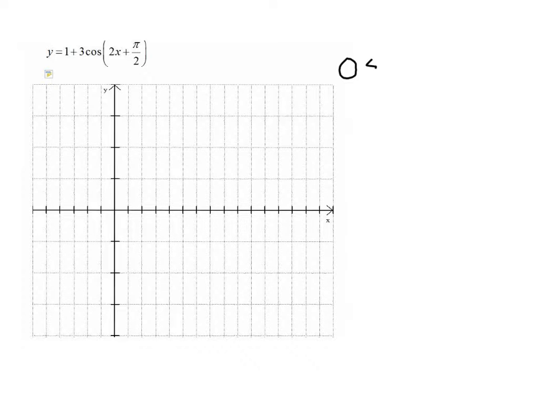For a sine or cosine function, you would set up an inequality going from 0 to 2 pi, just because that's where your typical cycle for sine and cosine lie. You copy down exactly what's inside of your given function, put that between 0 and 2 pi, and then work on isolating x. So here I'm going to subtract pi over 2 from all three parts.